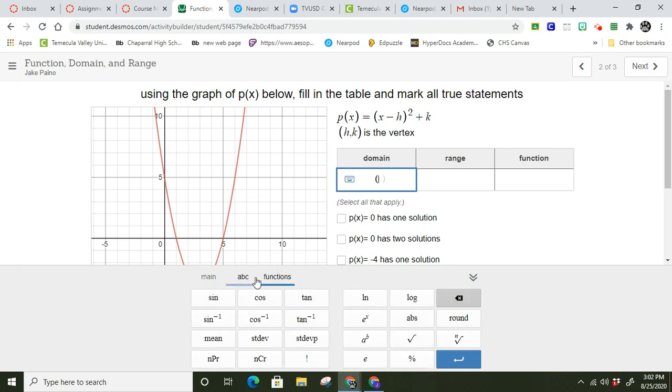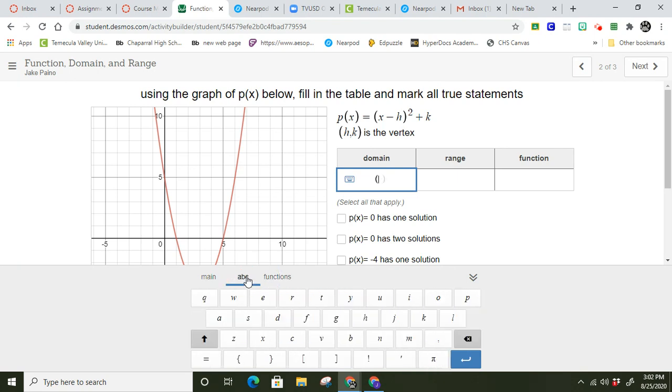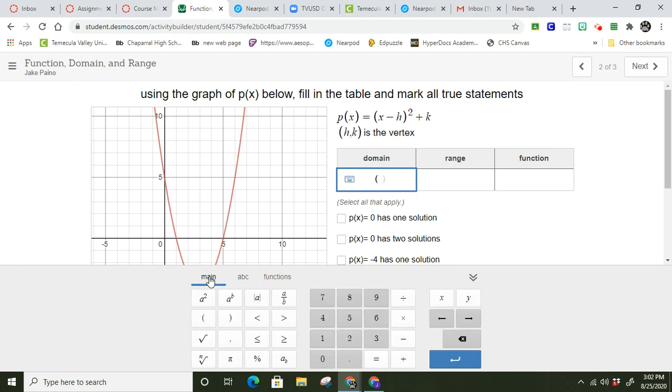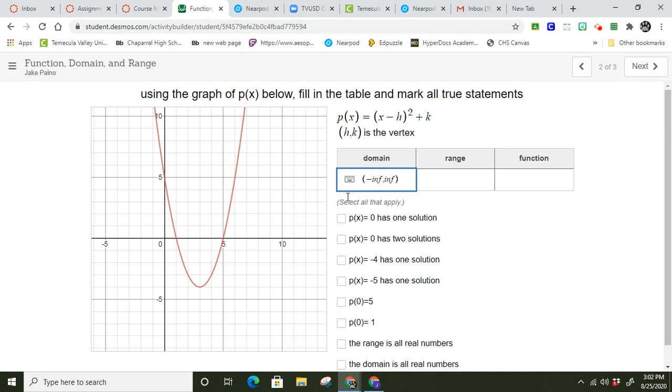Does this let me have infinity on here? Nope. All right, so I'm going to just type in the word negative infinity, comma, positive infinity. And you can spell it out or just abbreviate it like that.